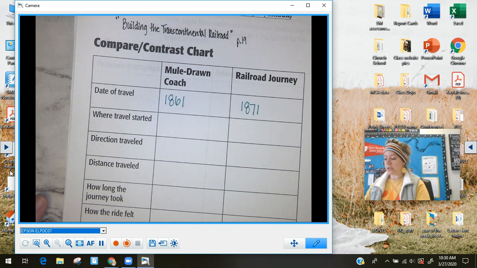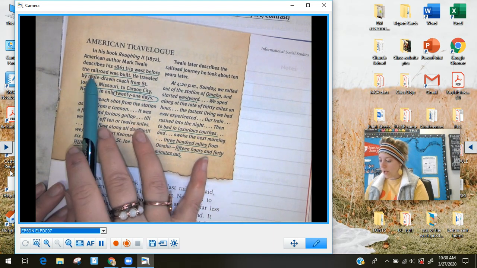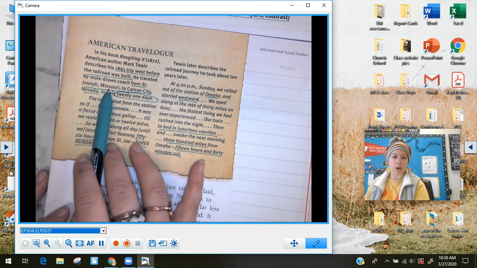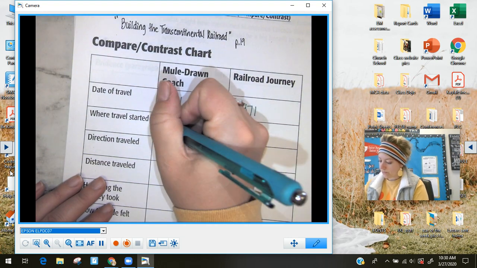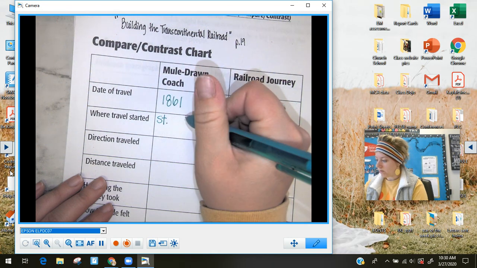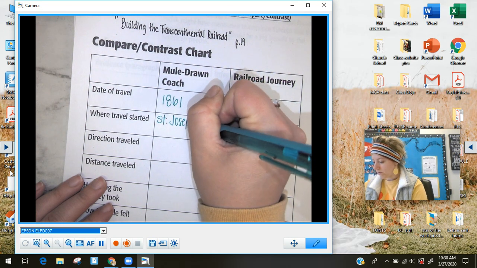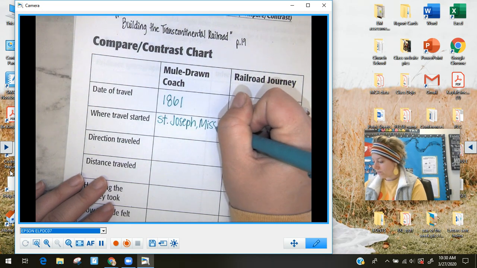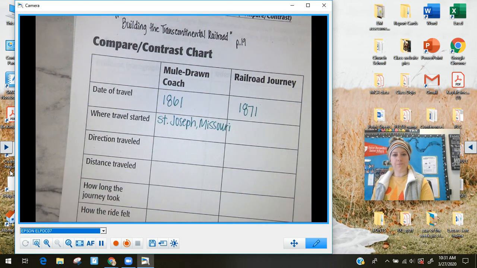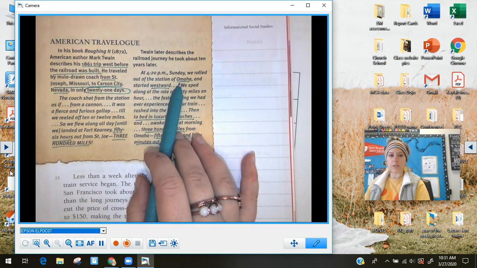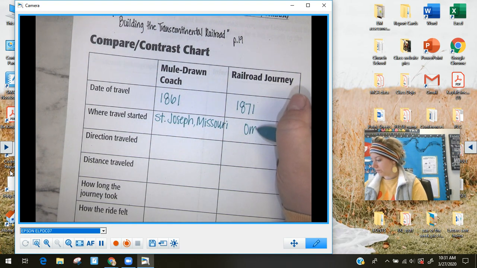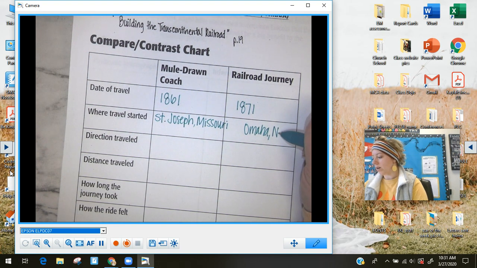Where did the travel start? The trip west, let's see, he traveled by mule from St. Joseph, Missouri. That's where he traveled from. So that's where he started. St. Joseph, Missouri. Going into the next one, his railroad journey, he traveled from out of the station of Omaha. That's in Omaha, Nebraska. It doesn't say Nebraska on there, but I know that Omaha is in Nebraska.